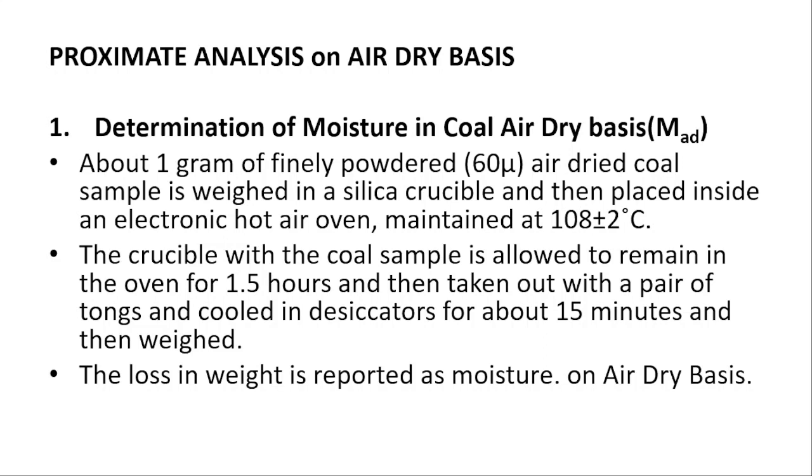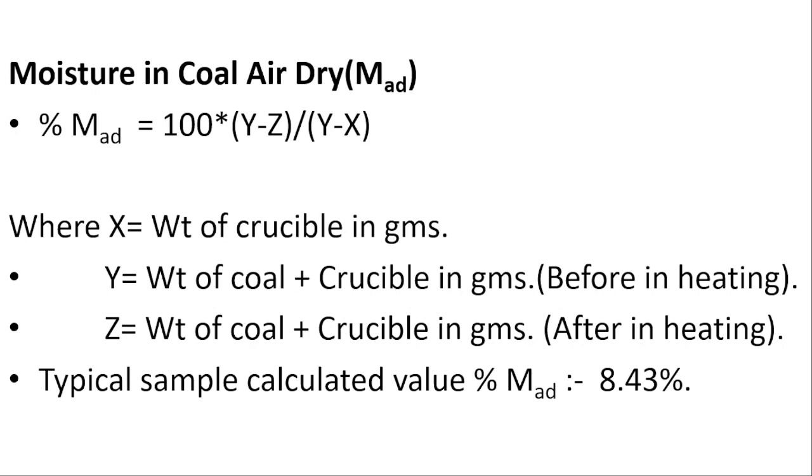The loss in weight is reported as moisture on air dry basis. So the moisture in coal air dry basis, MAD, is calculated as 100 into Y minus Z divided by Y minus X, where X is the weight of crucible in grams, Y is the weight of coal plus crucible in grams before heating, and Z is the weight of coal plus crucible in grams after heating.